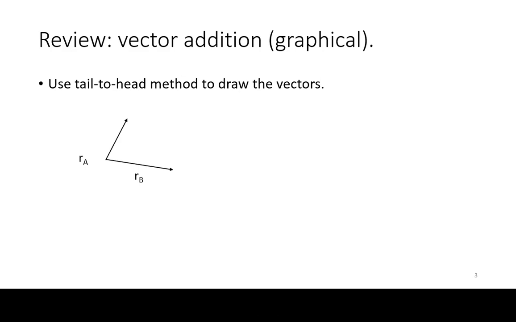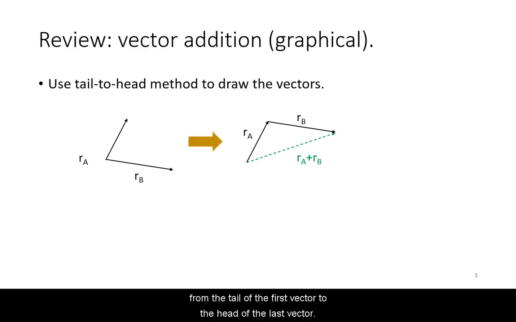When trying to picture the addition of vectors, you should use the tail-to-head method. Draw each vector tail-to-head, one after the other, and when finished, draw the resultant vector from the tail of the first vector to the head of the last vector.